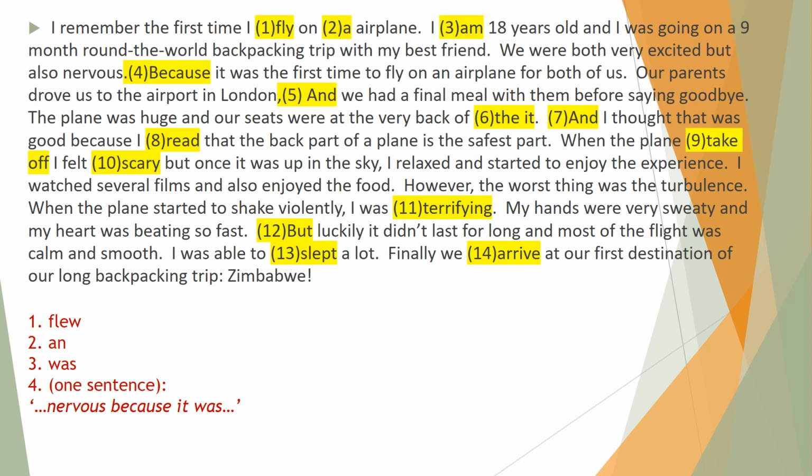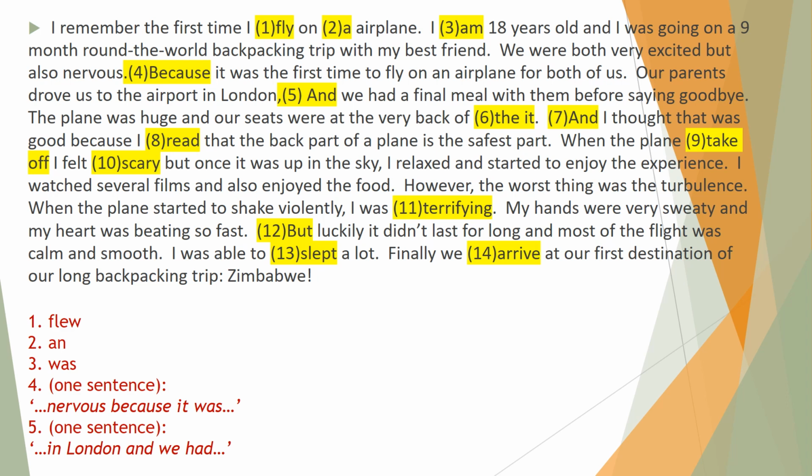Our parents drove us to the airport in London, comma, and. Right, so there is a mistake there because it is an incorrect capital A after a comma. So let's make that one sentence with a small letter. In London, and we had. So that is an incorrect capital A after a comma, and should have a small a. And we had a final meal with them before saying goodbye.